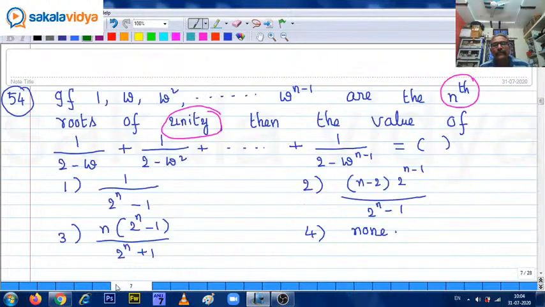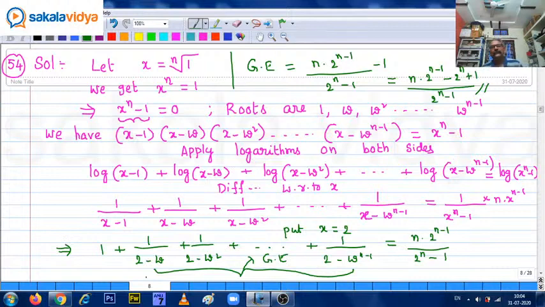Verify the options. In the options no such value is there. So that's why the fourth option is the right option. So all of you check the solution. This is very different. I want to join your academy. Okay, all the best.